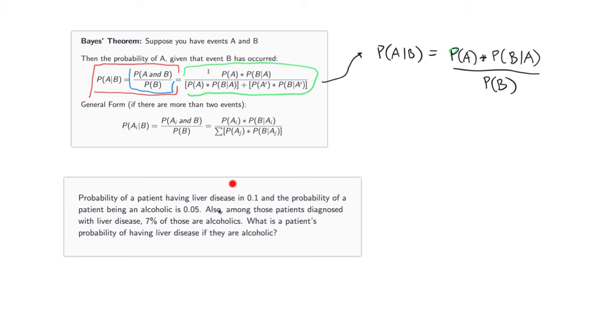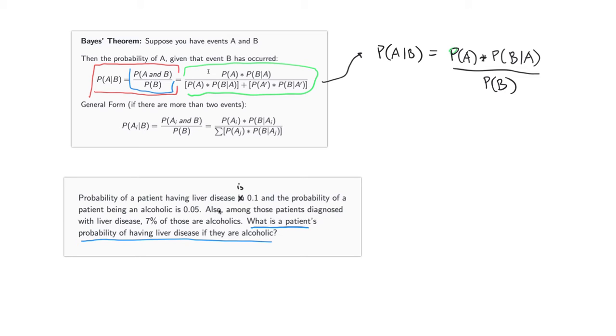The probability of a patient having liver disease is 0.1, and the probability of a patient being an alcoholic is 0.05. Also, among those patients diagnosed with liver disease, 7% are alcoholics. What is the patient's probability of having liver disease if they're an alcoholic? Okay, so that's the final question there. So we do want to be very aware of the final question.